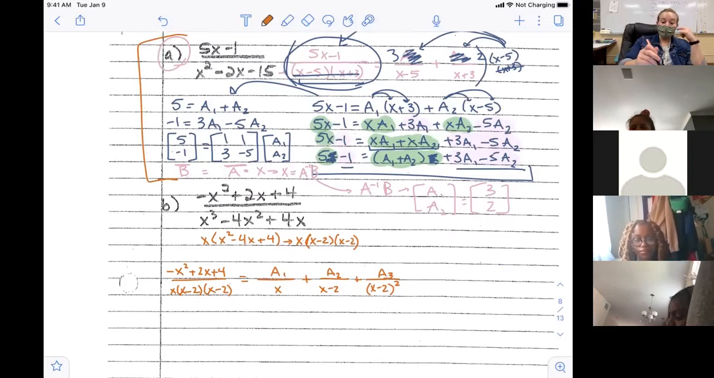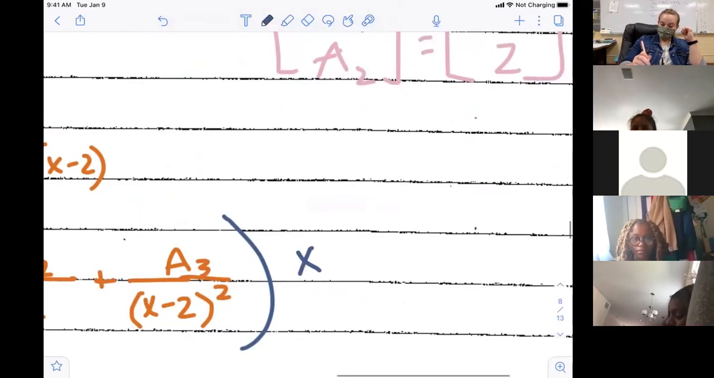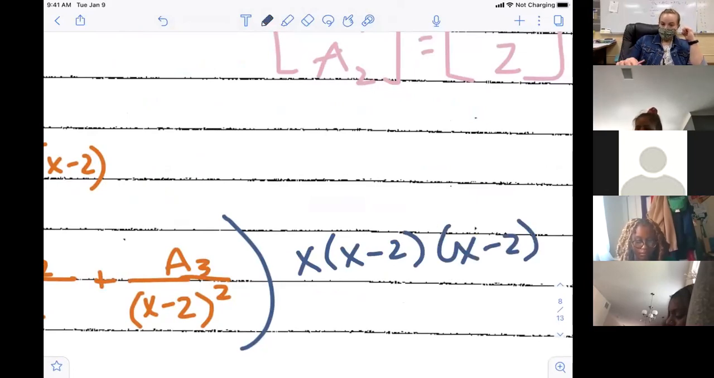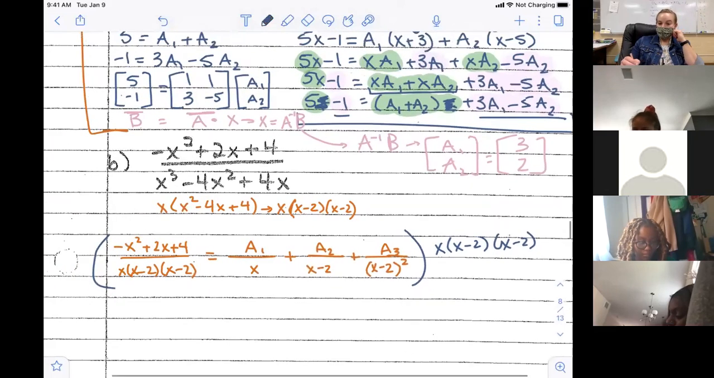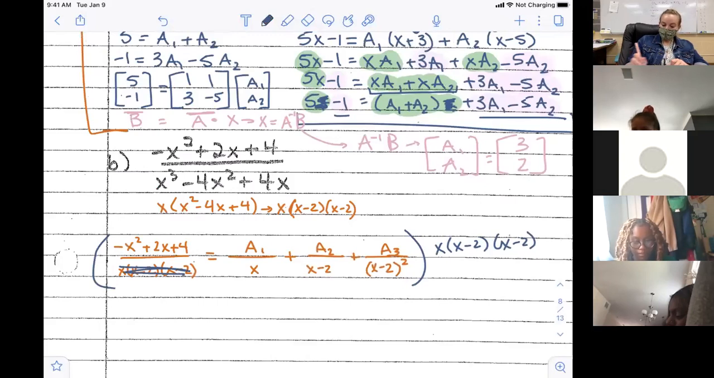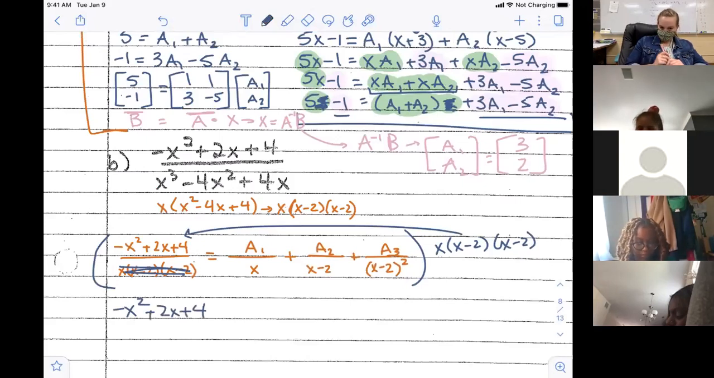So when I cancel the denominators, I have to multiply by x, x minus 2, x minus 2 from everything. So I have to multiply all of this by x times x minus 2 times x minus 2. When I multiply by the left-hand side, the whole denominator cancels and I'm just left with the numerator, negative x squared plus 2x plus 4.